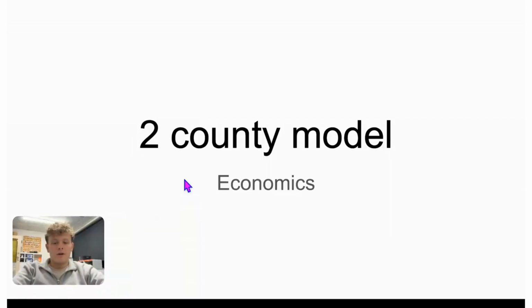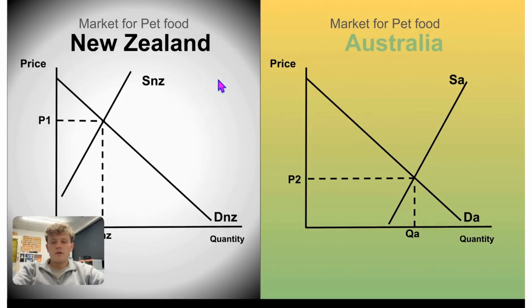Good. Here's a quick explainer on the two-country model. So we've got two countries here. We've got the market for pet food in New Zealand with a low supply, resulting in a high price and low quantity produced. And then in Australia, we've got a greater supply, and that results in an increased quantity for Australia and a lower price at the equilibrium. So in this situation, when there's no trade, this is where the countries function.